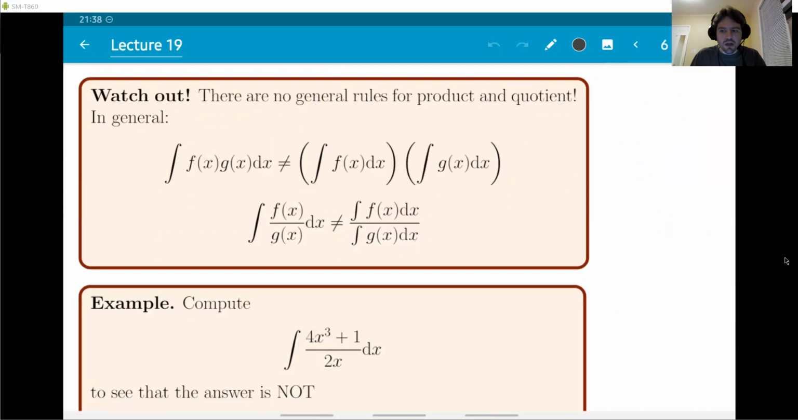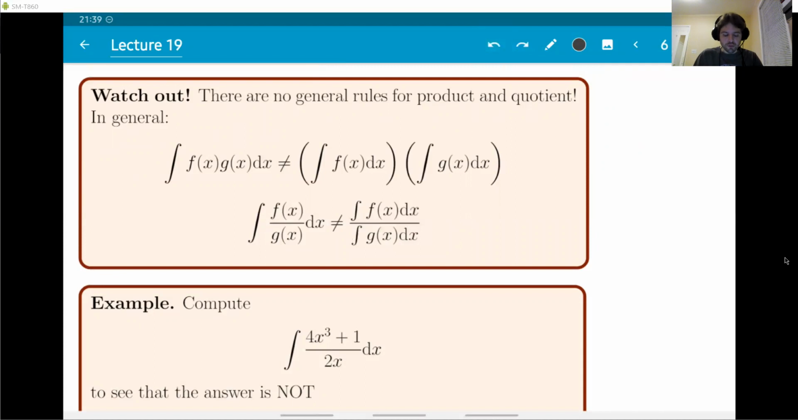Watch out. I have to say this because I've seen students making this mistake. There are no general rules for products and quotients in integrals. Certainly in general, if you're trying to integrate a product of two functions, you do not integrate each one separately and multiply the results. That's just not true. Similarly for quotients, the integral of a quotient is not the quotient of the integrals.